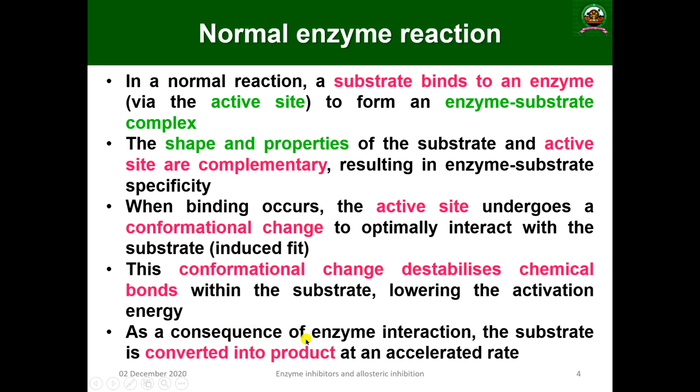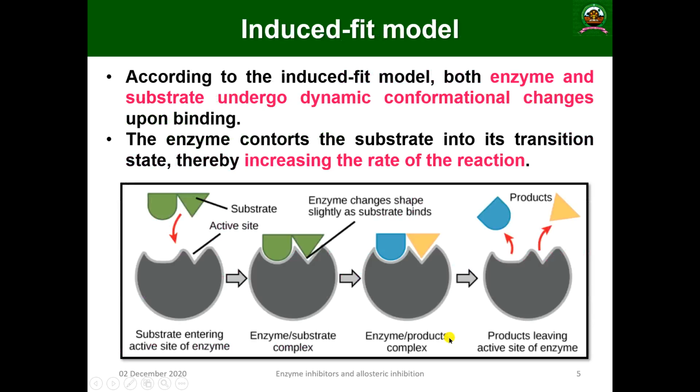As a consequence of enzymatic interaction, the substrate is converted into product at a very rapid, accelerated rate. So that is the normal enzymatic activity. This is the induced fit model in the normal enzymatic activity.